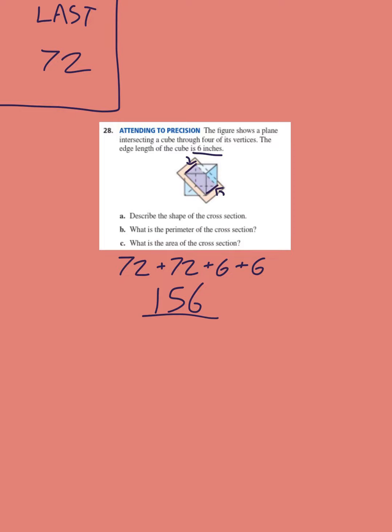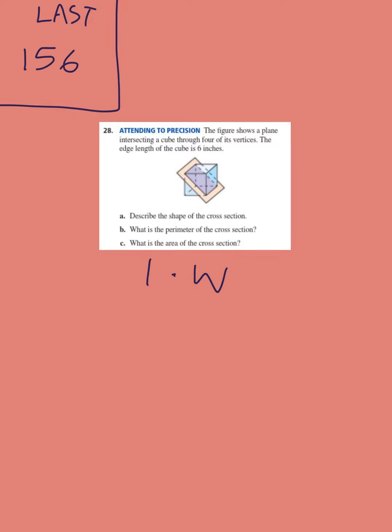To find the area, however, use the formula length times width and use the information we found above. We know the side lengths are the square root of 72 for the longer sides and 6 for the shorter, so take one of each and multiply them together to end up with the answer of about 50.91.